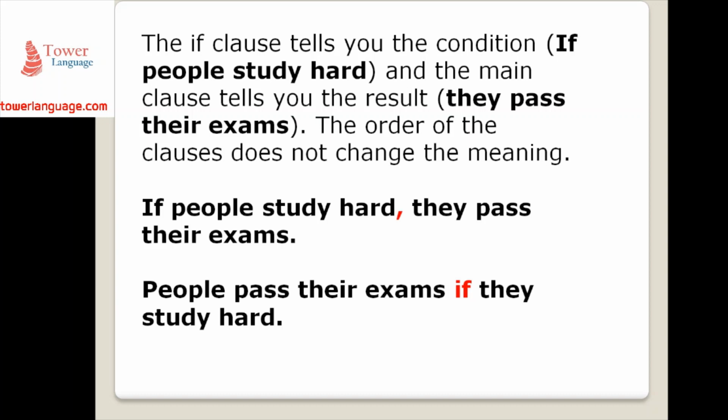As you can see here, the only difference between these two sentences is that in the first sentence, which I started with the if clause, I used a comma in the middle in order to separate these two clauses. However, if I change the order of these two clauses, I do not need to use a comma because in the second sentence, people pass their exams if they study hard, I use the conjunction if to separate these two clauses.